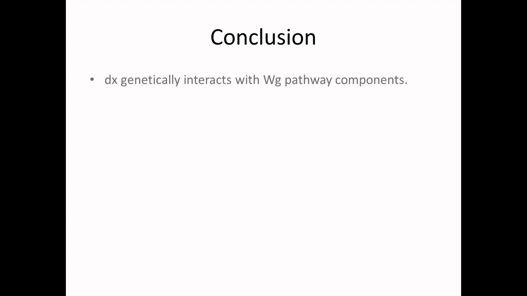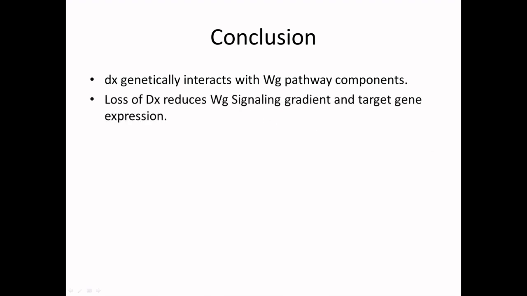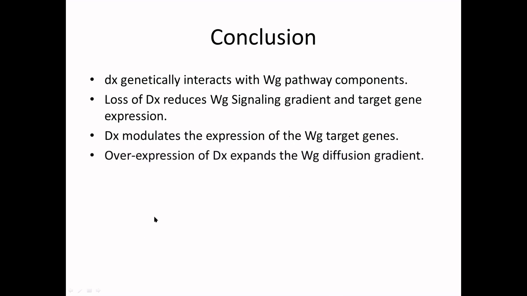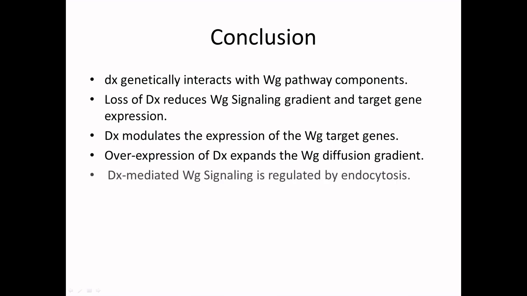Conclusion: Deltex genetically interacts with wingless pathway component. Loss of Deltex reduces wingless signaling gradient and target gene expression. Deltex modulates the expression of wingless target gene. Overexpression of Deltex expands the wingless diffusion gradient. Deltex mediated wingless signaling is regulated by endocytosis.